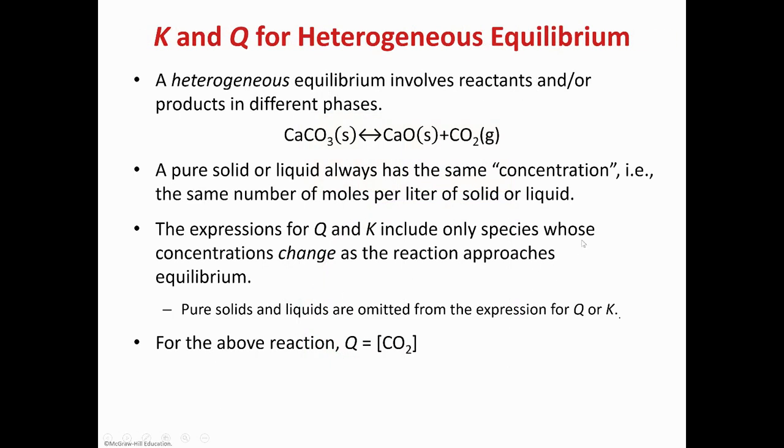So we're going to talk more about that concept in a second. The first thing we're going to do, though, is just learn how to write the K expressions. So here's a reaction that involves calcium carbonate to form calcium oxide and CO2. So initially, if I'm going to write Kc for this, I might write concentration of CaO times concentration of CO2 over CaCO3. Now that might be where we start.